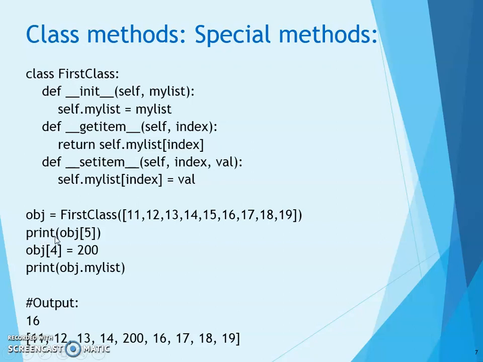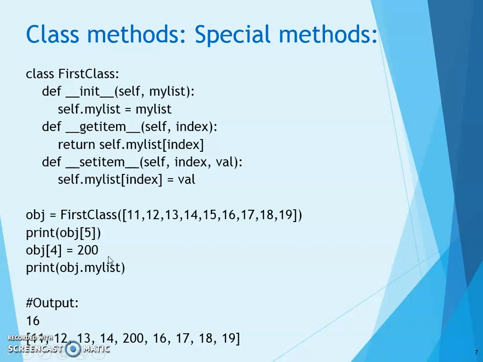Now we want to print obj of 5. As we want to get the item at the 5th location, it will be done from here, self.mylist of index. The index we are passing is 5. So the value at the 5th index will be returned over here. This value is at 0th index, 1st, 2nd, 3rd, 4th and 5th. At the 5th index, the value is 16, so 16 will be displayed.